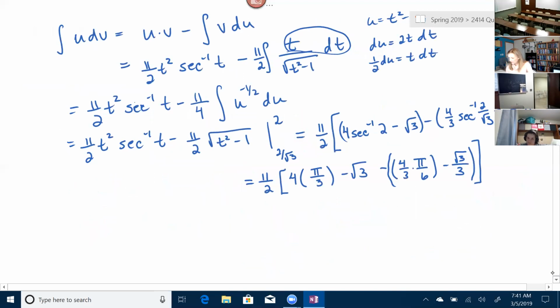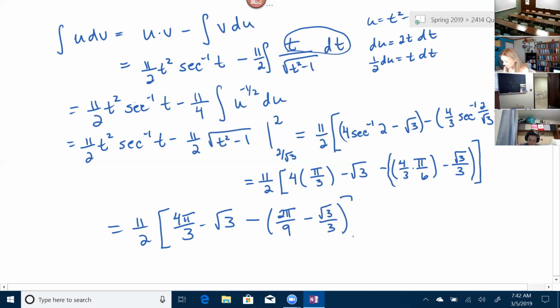Okay. And then so now this is going to be 11 halves, and then this is 4 pi over 3 minus the square root of 3, and this will be minus, let's see, this will be 4 and 6. That's going to be pi over 9, right? 2 pi over 9. Does that seem right? Yeah. Minus the square root of 3 over 3. So this is 12 pi over 9 minus 2 pi over 9, which is 10 pi over 9. So this is 11 halves, and this will be 10 pi over 9.